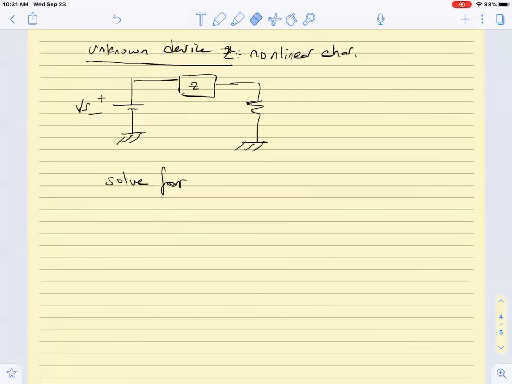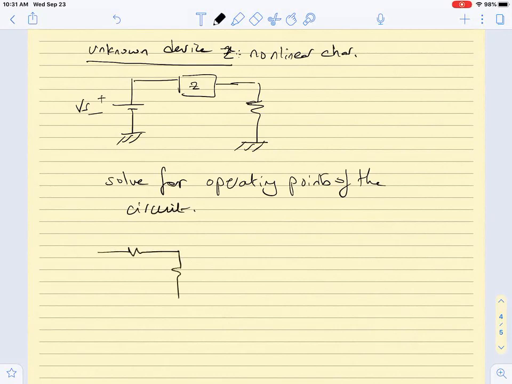Right? When I have two resistors, for example, for the operating points of the circuit. If I gave you an example where I have resistor 1 and resistor 2 with supply voltage Vs, and I'm trying to solve for the operating point, I would ask you what is Va, and what is the current flowing in those two resistors.